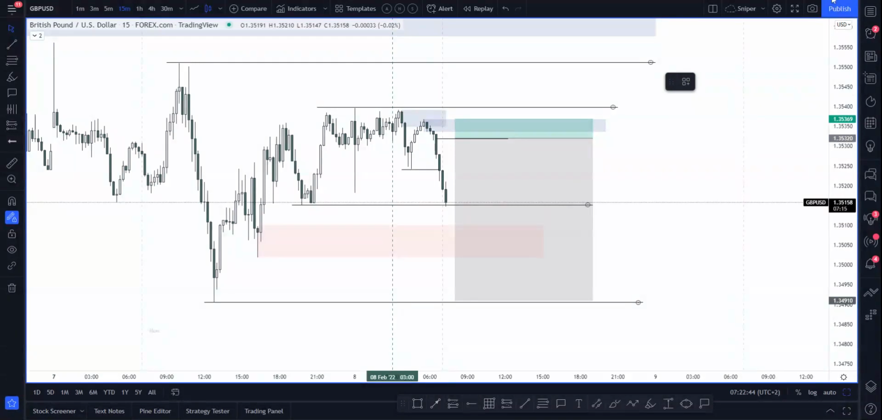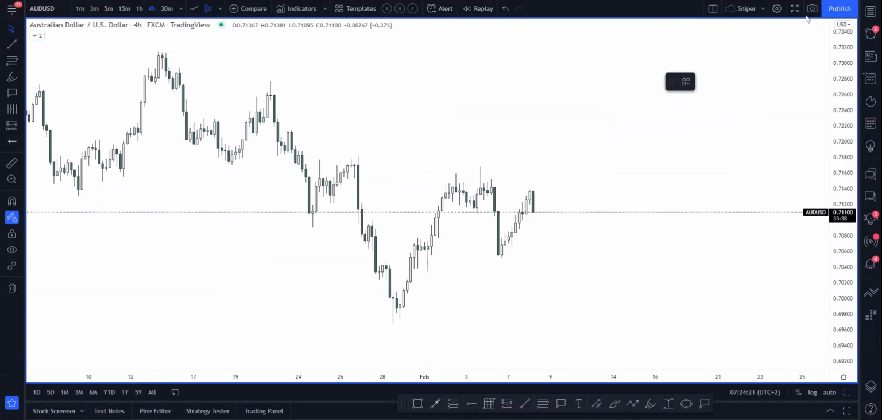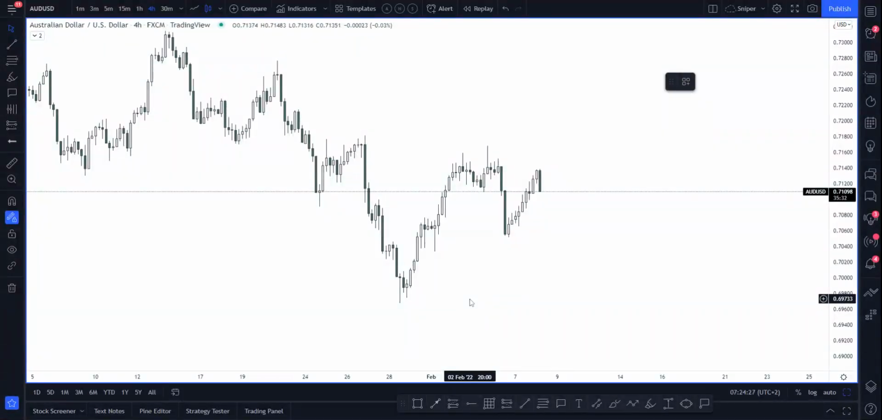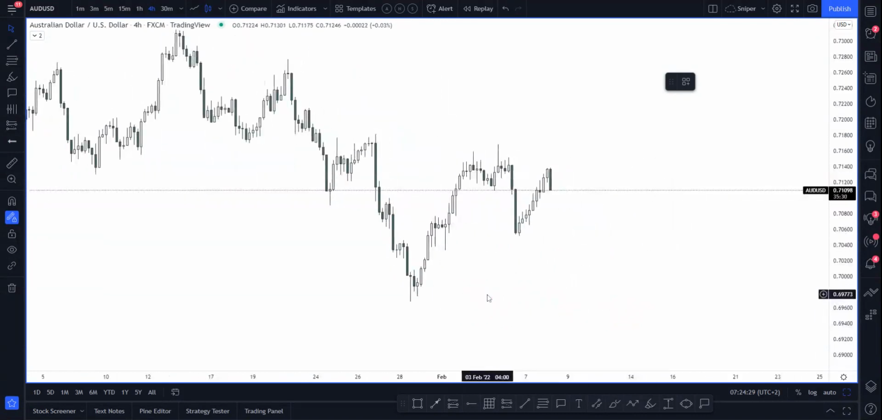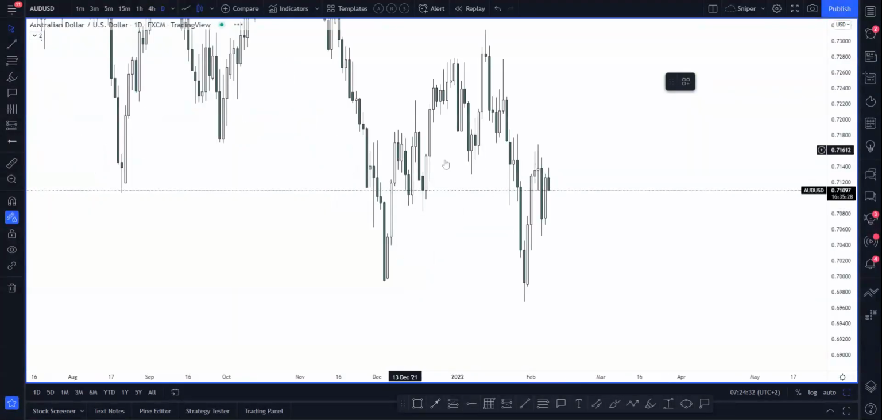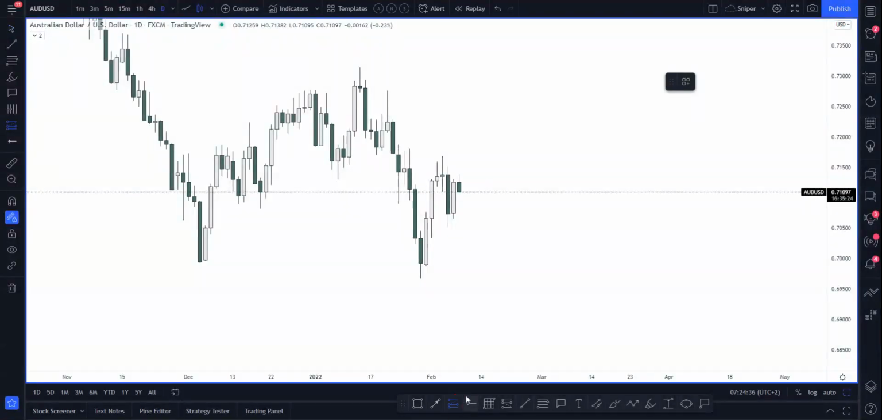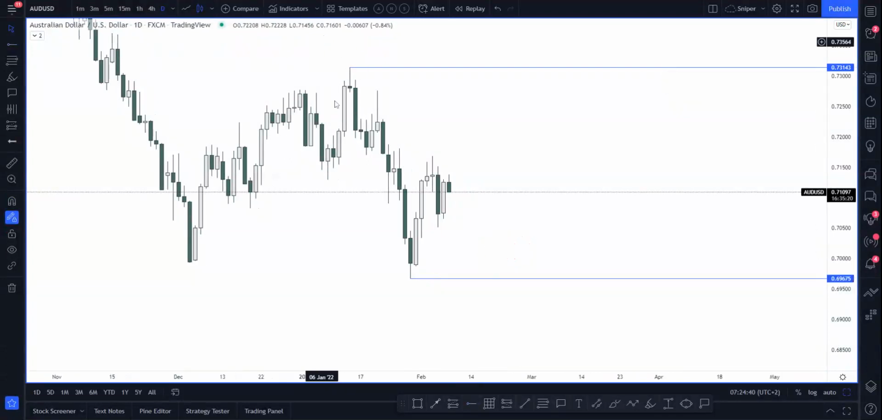Okay, let's have a look at the next pair. So here we have Aussie dollar. I'm going to start this chart off naked so that you guys can follow along exactly with the thought process. So first, on the daily, I just want to look at the daily swing high and swing low. So we have this high and this low. So I would say that this is the range that we're currently trading within.